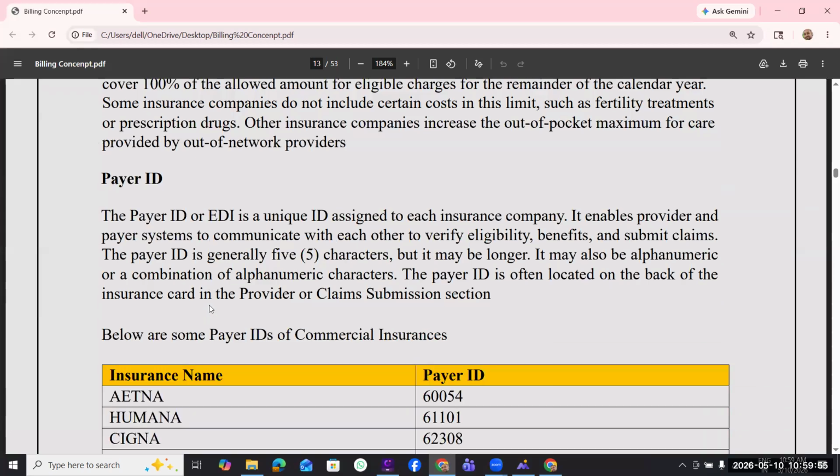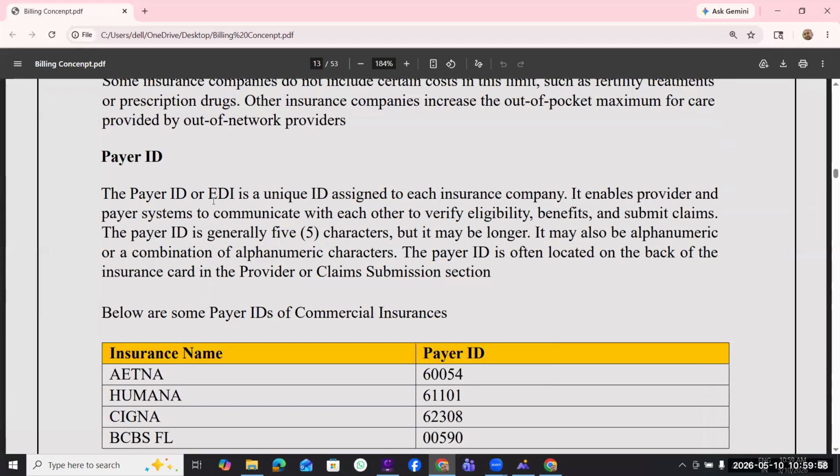Peer ID, the term used here. The peer ID will be discussed in the next video.